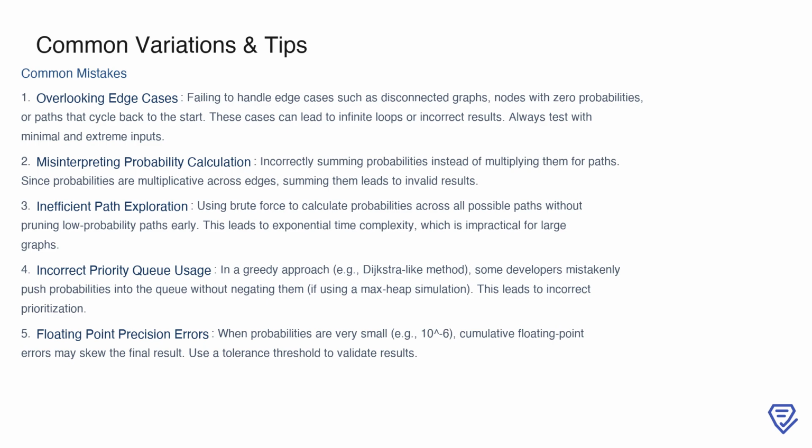Additionally, be cautious when implementing a greedy approach, such as one inspired by Dijkstra's algorithm. If you're simulating a max heap with a priority queue, ensure that probabilities are negated correctly to maintain proper prioritization. Lastly, watch out for floating point precision errors when dealing with very small probabilities, as cumulative inaccuracies can distort your results. Using a tolerance threshold can help mitigate these issues and maintain accuracy.